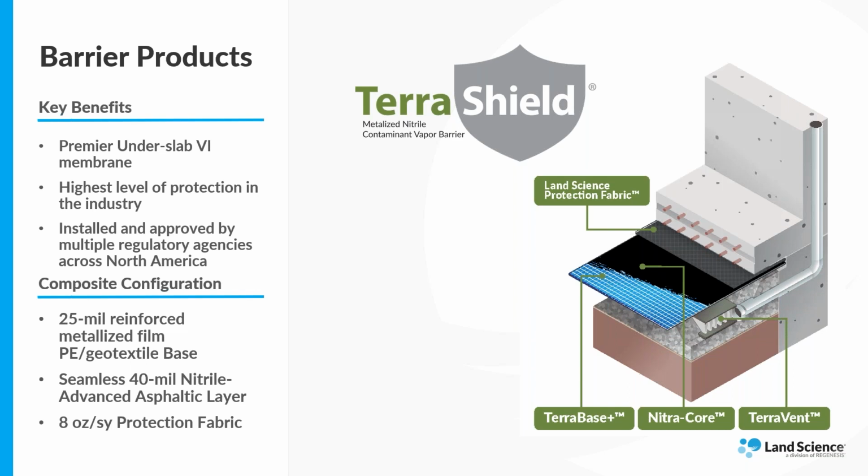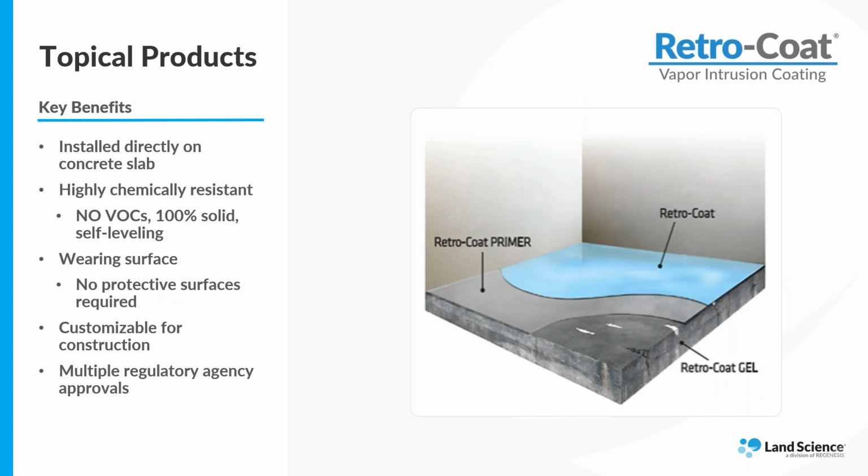So we've made our way through all of the sub-slab systems for new construction, but what if we're dealing with an existing building? Well, fortunately, we also offer a vapor intrusion coating system that's designed specifically for existing buildings, and it's known as RetroCoat.